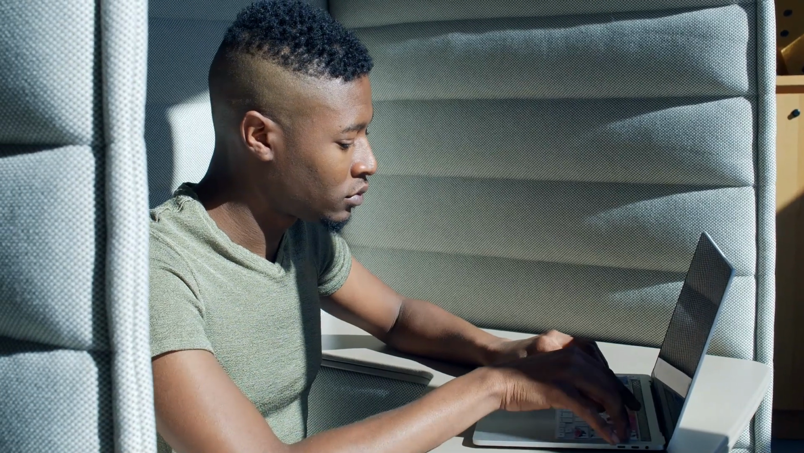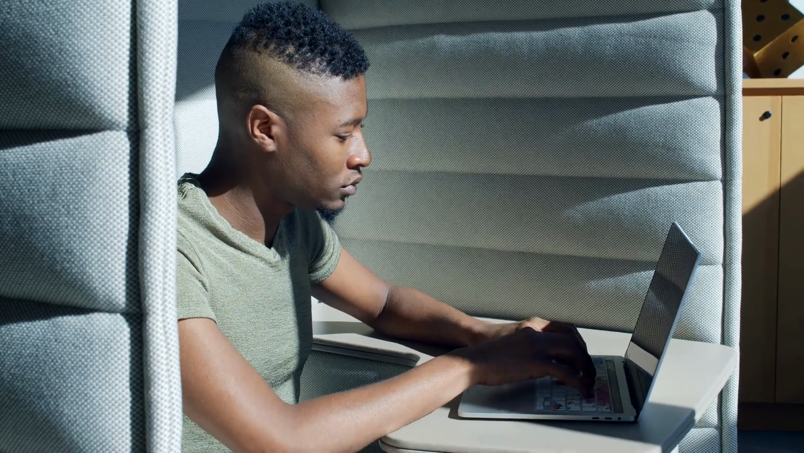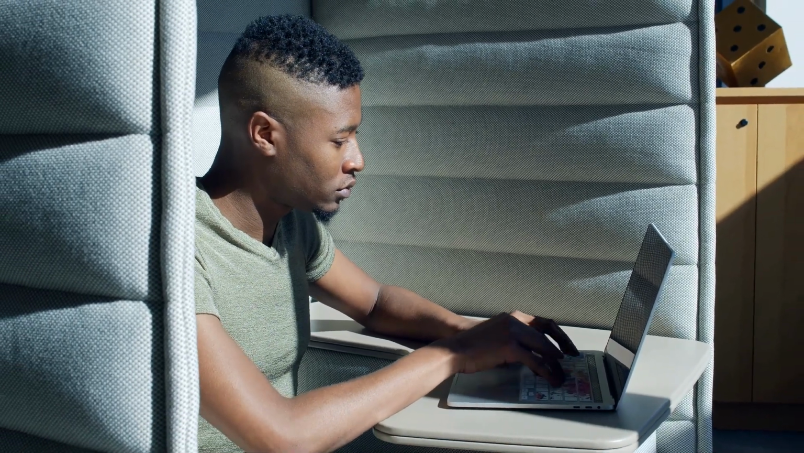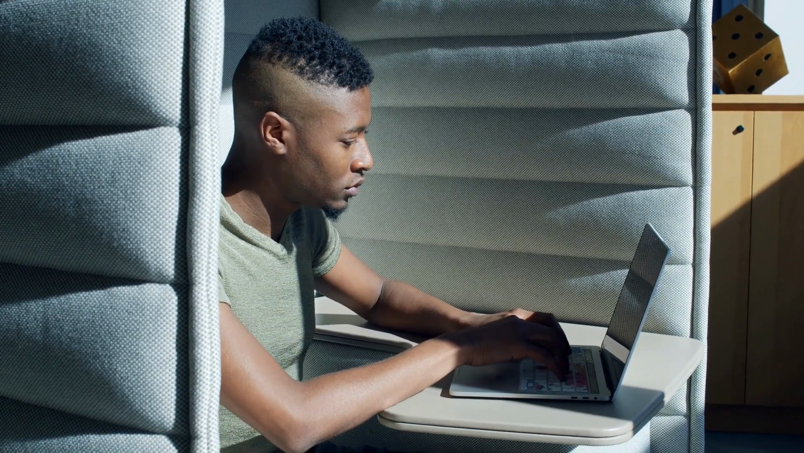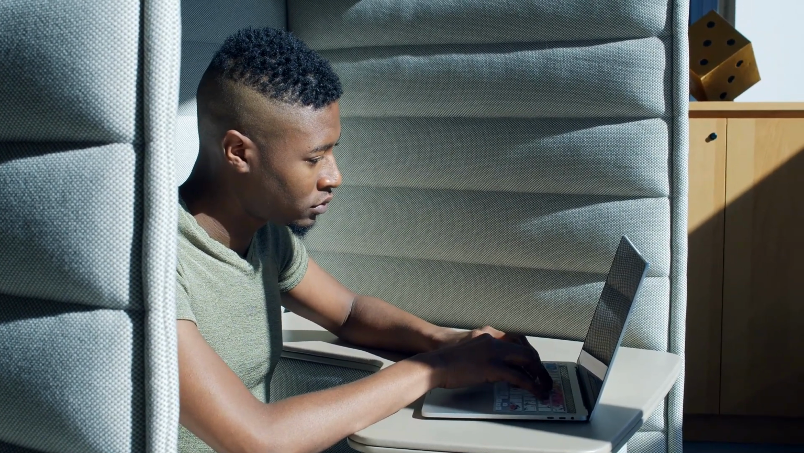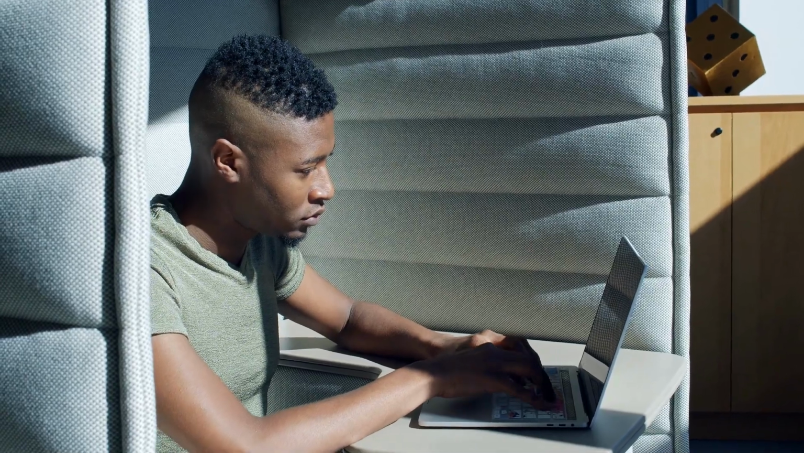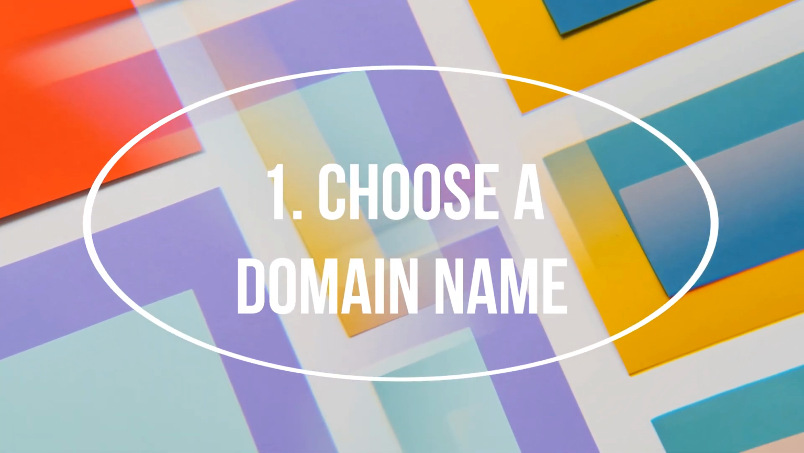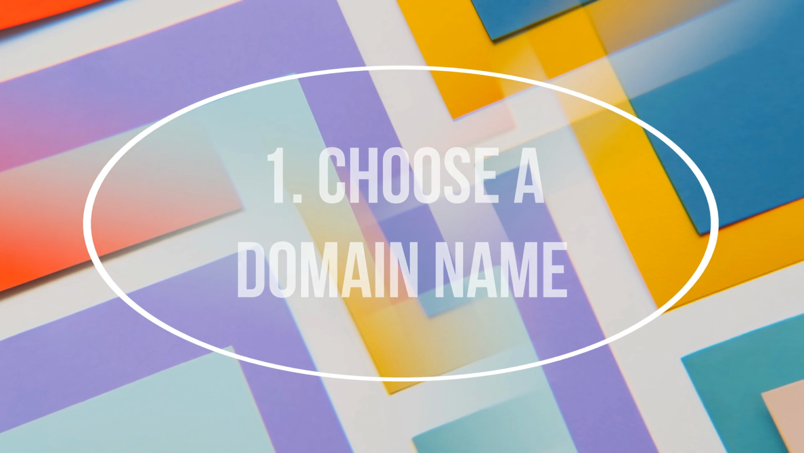First things first, you need a domain name and hosting. A domain is your blog's address, like www.yourblog.com. Hosting is where your blog lives online. 1. Choose a domain name. Think of something catchy and relevant. Use a domain registrar like GoDaddy or Namecheap to check availability.